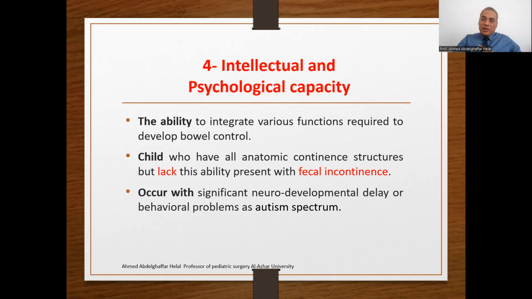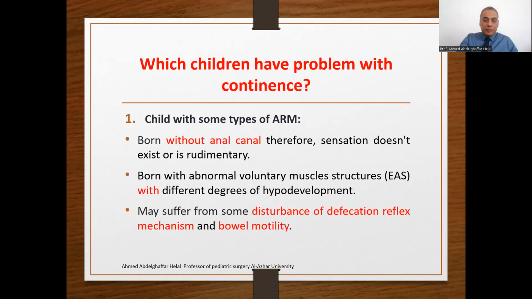So, for continence, we need intact sphincters, internal and external sphincters. We need intact anal canal sensation, and we need normal bowel motility, not very fast and not very slow. And we need intellectual and psychological capacity of the child to integrate these various functions together. Okay. Now the question, which children have a problem with continence?